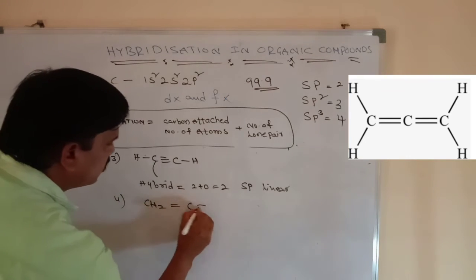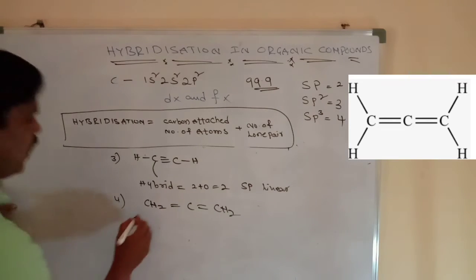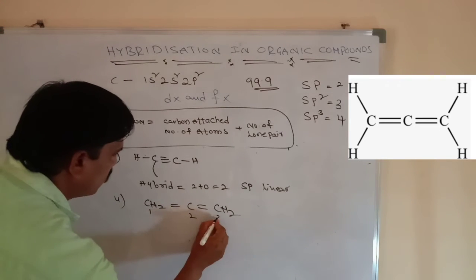So I want to take one more example. CH2 double bond CH2 double bond. I want to give numbering 1, 2, 3.